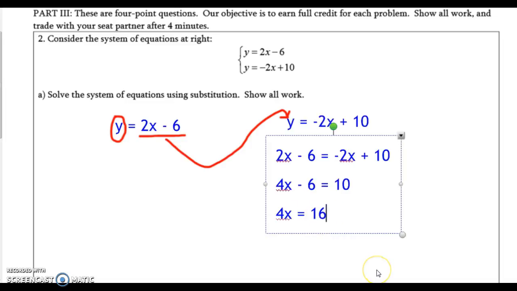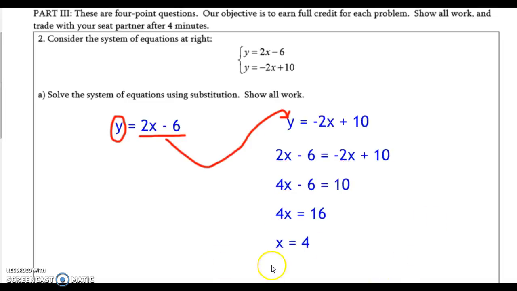And then I know 4x equals 16, I have to divide both sides by 4, so I should get x equals 4. That's my value of x, but I need to find the value of y, and luckily I have an equation here that can let me do just that.